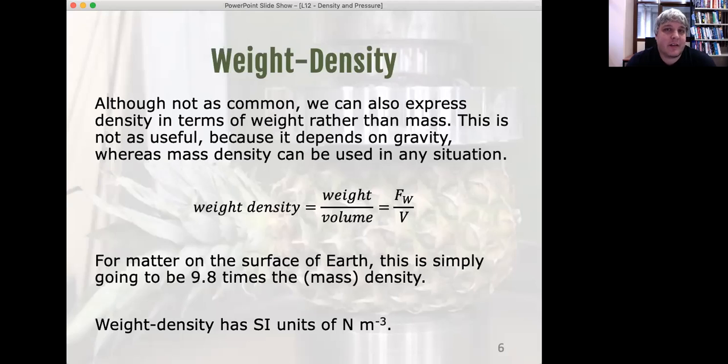Weight density is something that's not very common. I will barely ever use it, but you should be aware of it just in case it does crop up in a question or a textbook or just something that you're interested in studying.